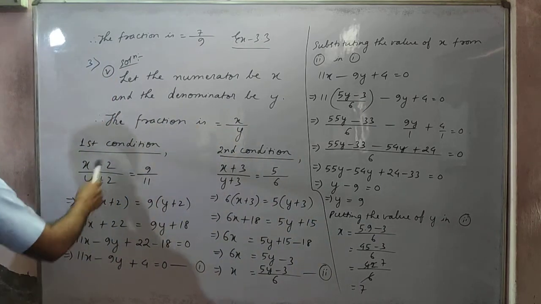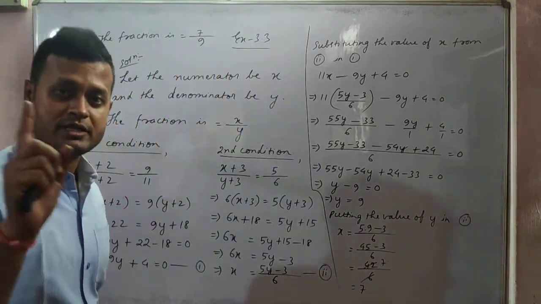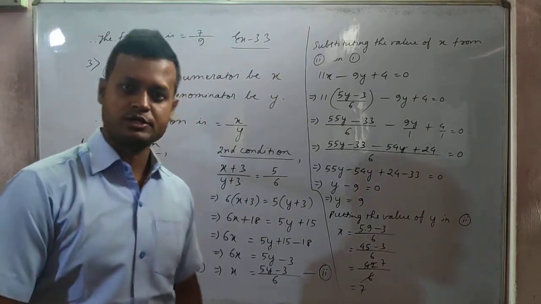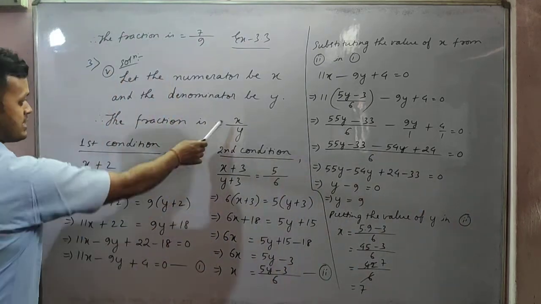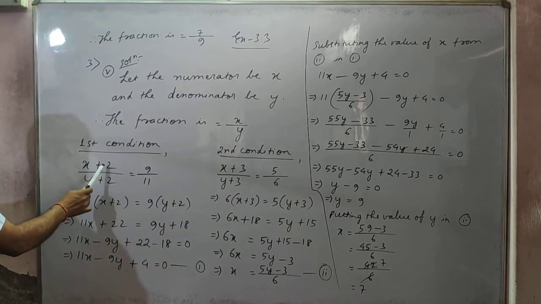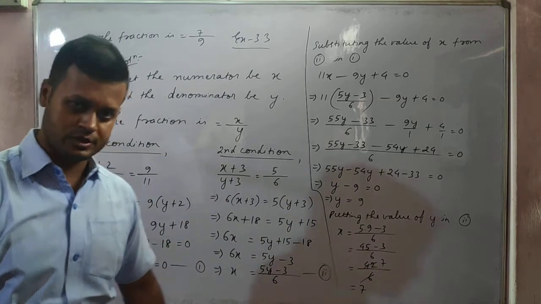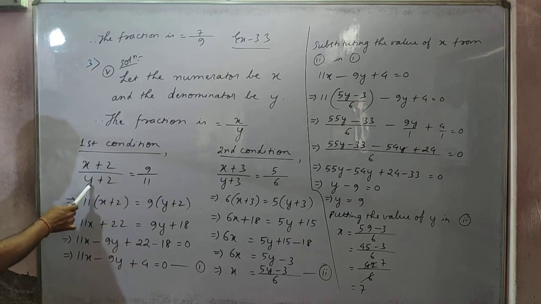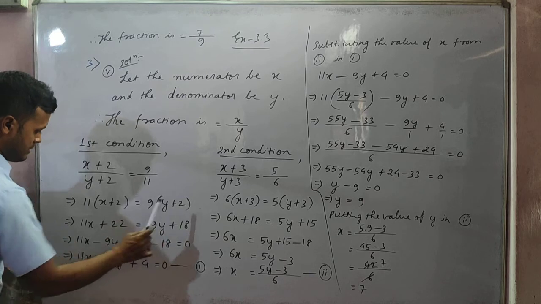First condition students. Two conditions, always in linear equations in two variables, you will always get two conditions. In the first condition, if 2 is added to both the numerator and the denominator, the numerator is x, denominator is y. If 2 is added to both, then the fraction will become 9 by 11. This is given in the question. So I just cross multiplied. 11 into (x plus 2) and 9 into (y plus 2). So 11 into x will become 11x, 11 into 2 will become 22, 9 into y will be 9y and 9 into 2 will be 18.